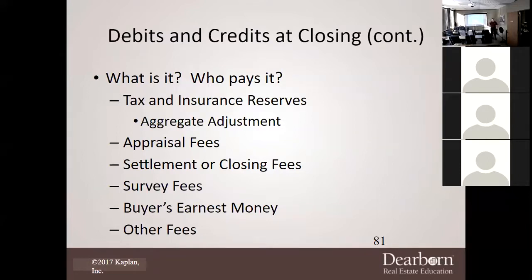It depends. Could be both. Survey fees, that's another one, Mr. Stahl. Depends. What about the buyer's earnest money? That's a hard one. Who pays the buyer's earnest money?